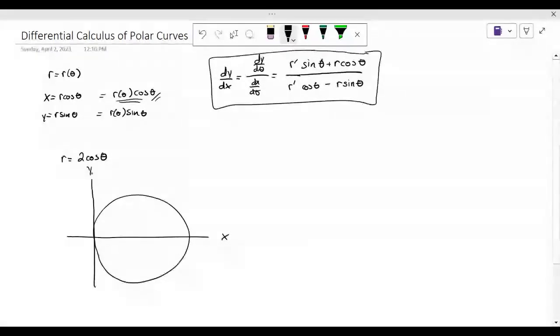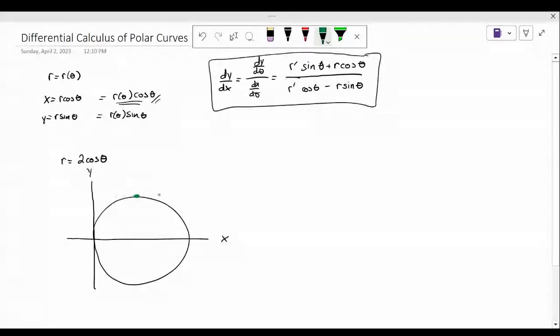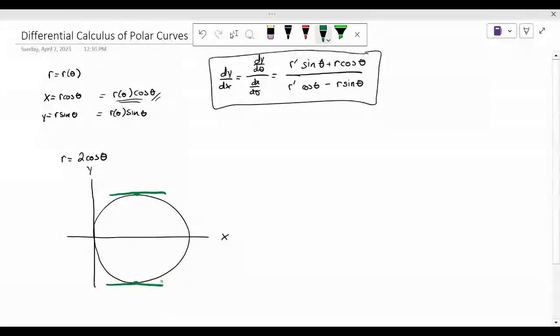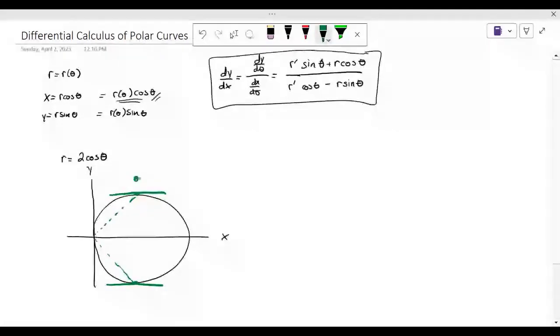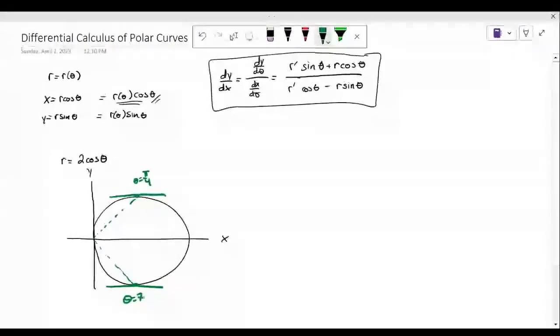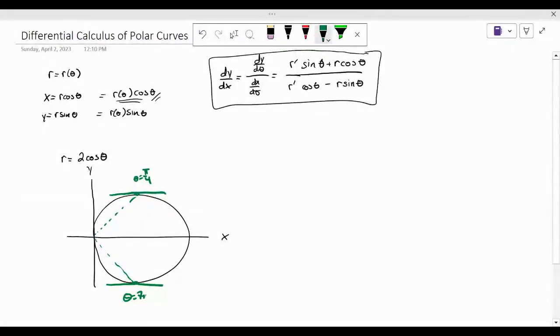If you know that polar curve, we expect horizontal tangents here and here. Does anybody know which values of theta that happens, if you had to guess? It's going to happen at pi over 4 and 7 pi over 4, just to anticipate. Not 7 pi over 4, one second.